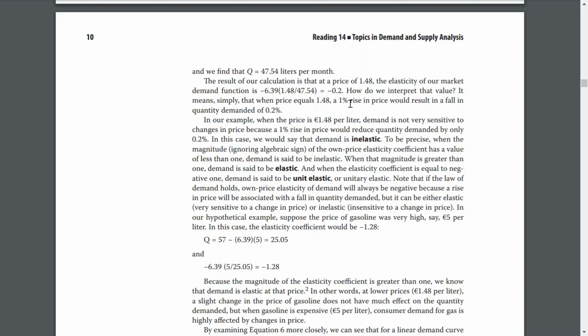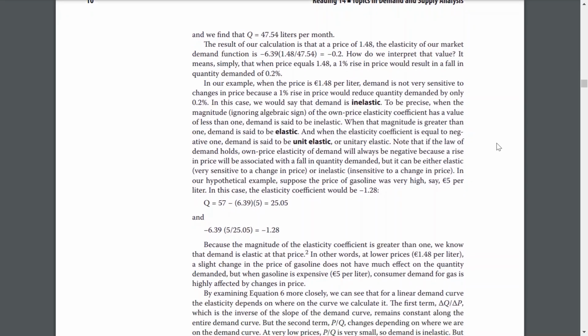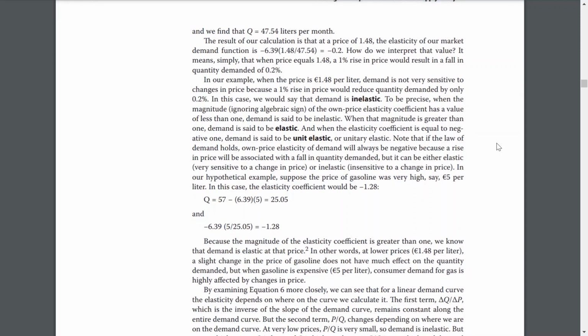How do we interpret that value? It means simply that when price equals 1.48, a 1% rise in price will result in a fall in quantity demanded of 0.2%. In our example, when the price is 1.48 per liter, demand is not very sensitive to changes in price, because a 1% rise in price will reduce quantity demanded by only 0.2%. In this case, we would say that demand is inelastic.